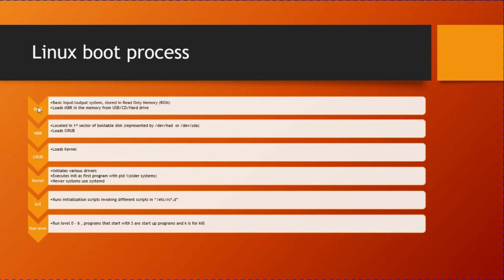Now, just to recap, once the system loads, it loads BIOS from the ROM, and the BIOS is responsible to load the MBR, or master boot record. MBR loads a bigger bootloader called GRUB, and GRUB loads the kernel based on your choice, or if there's only one kernel installed, then it will load the default kernel. Kernel can then execute either init or systemd. Init has 7 run levels from 0 to 6, and programs that start with an S in a run level are startup programs.